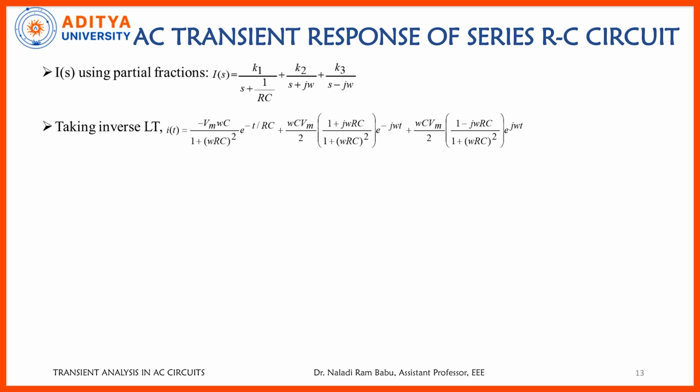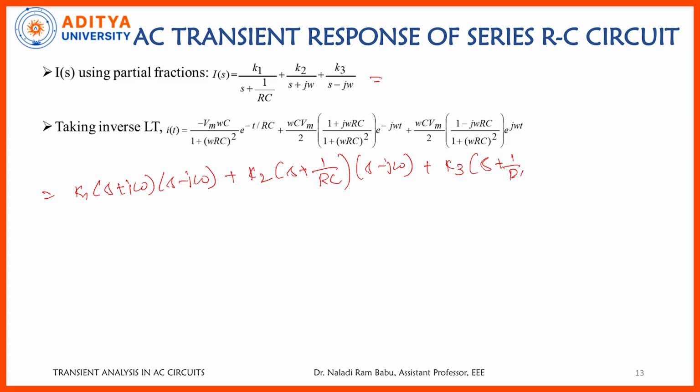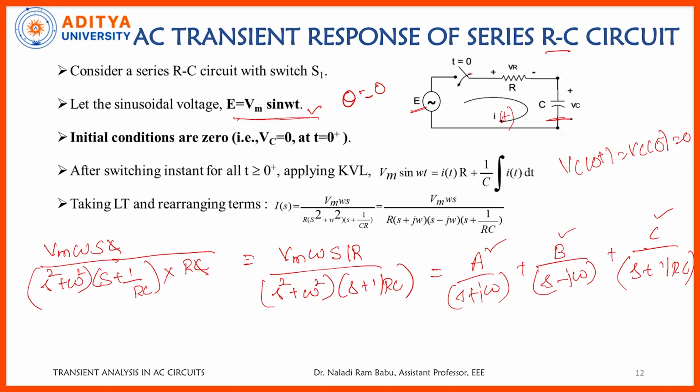Here K1, K2, K3 we have written. I am simplifying this further. K1 into (s plus j omega) into (s minus j omega), plus K2 into (s plus 1 by RC) into (s minus j omega), plus K3 into (s plus 1 by RC) into (s plus j omega), with the same denominator, and that is equal to Vm omega into s by R.